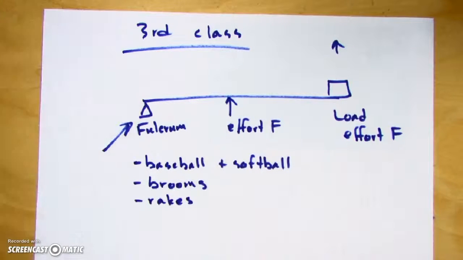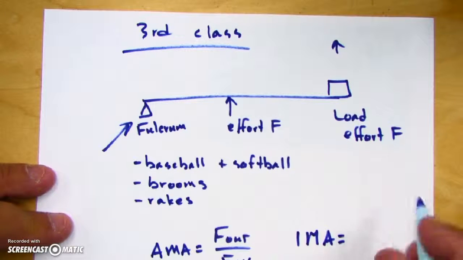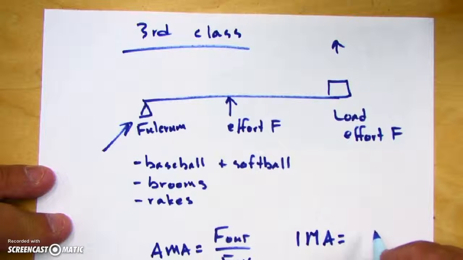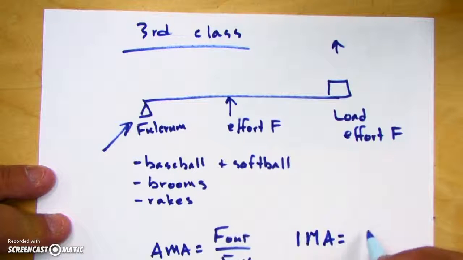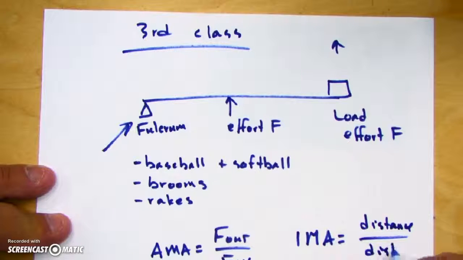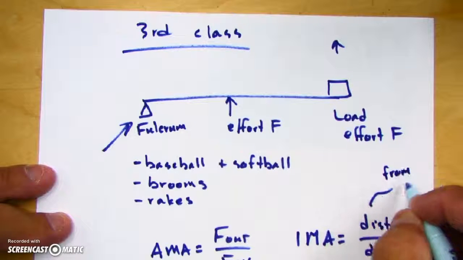Rakes. Stuff like that. Now, AMA is going to be a ratio of force out divided by force in. IMA, which you'll see in the lab, is going to be a ratio of the distances. It's going to be a ratio of the difference in distances. And I'm not going to tell you which is which. I want you to get that out of the lab. But it's a ratio of the distances. And the distance here is going to be the distance from the fulcrum.